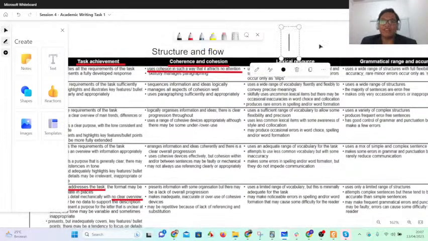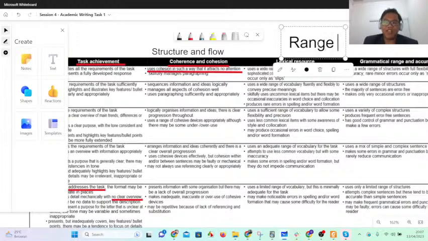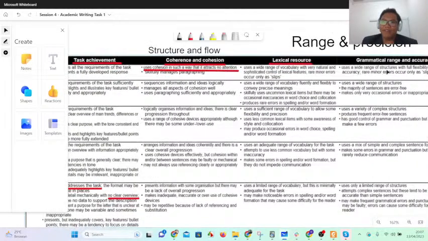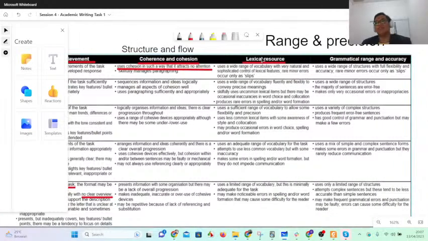So let's write that down. Range and precision. I'm going to leave this quite big at the top because this will also apply to our last category. So when it comes to lexical resource, basically how you use your vocabulary, the first part is the range. So what is the range? That means you're using a wide variety of vocabulary.